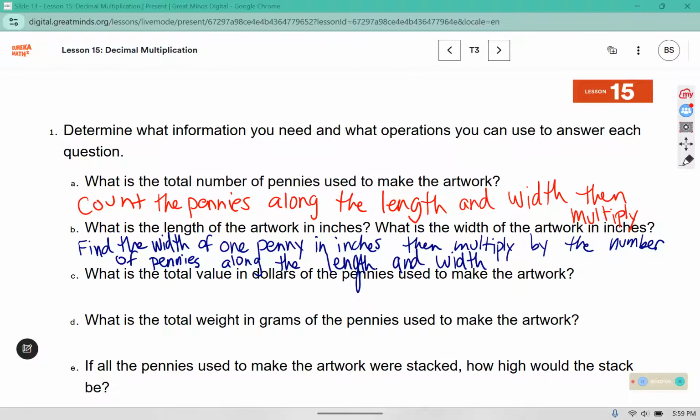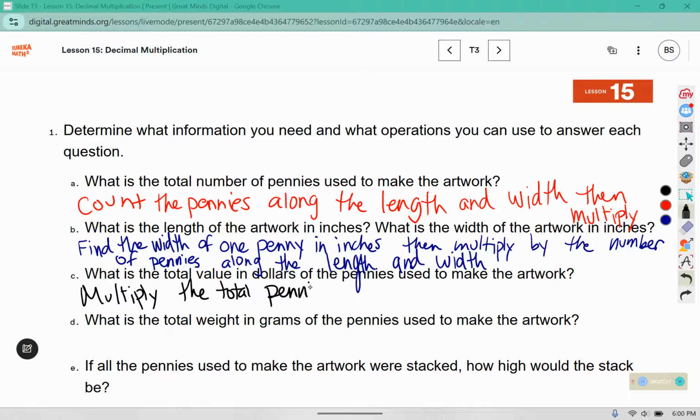Part C, what is the total value in dollars of the pennies used to make the artwork? Well, in part A, we said to find the total pennies, we could multiply the length and width together. So we could multiply the total pennies by their value, which is 0.01 of a dollar, 1 penny.